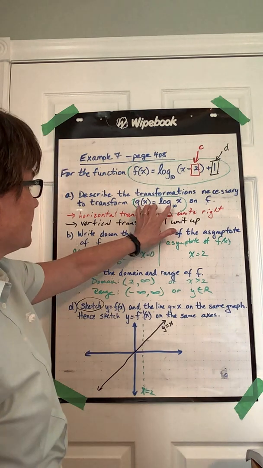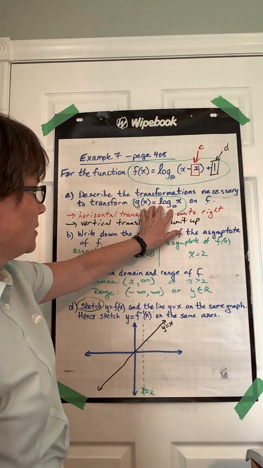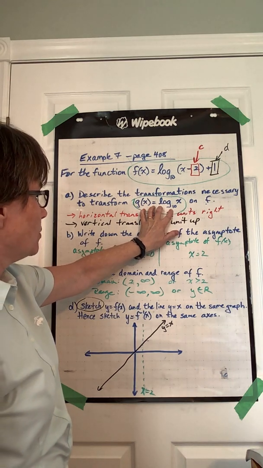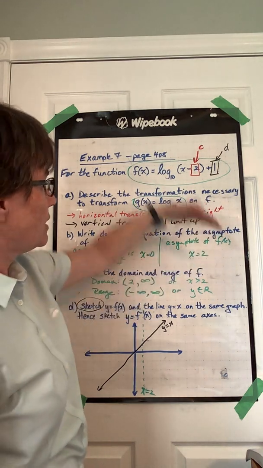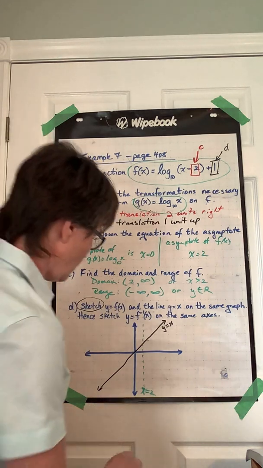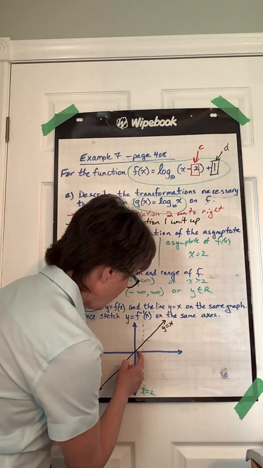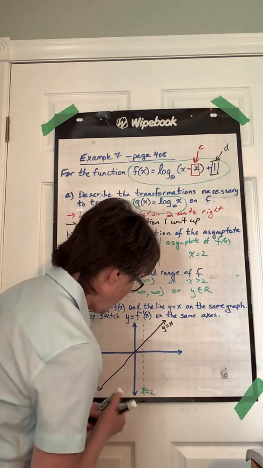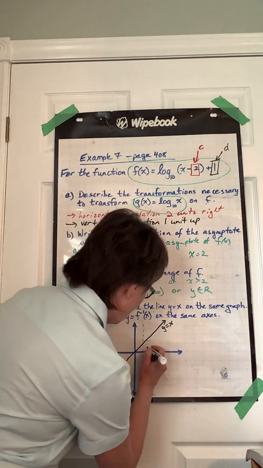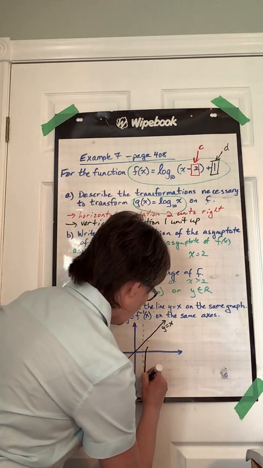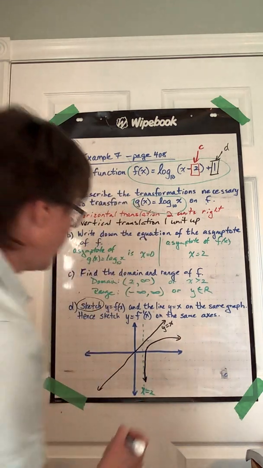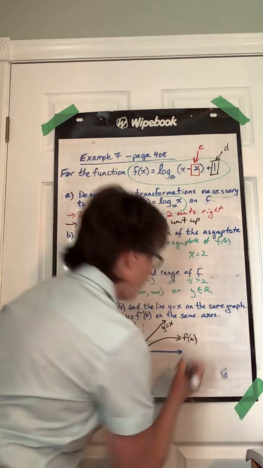We know that this function would have an x-intercept of (1, 0), but we need to move 2 units to the right and 1 unit up. So (1, 0) would have been here, and 2 units to the right and 1 unit up brings that point up to here. That gives us an idea of where we're sketching that graph. So this is f of x.